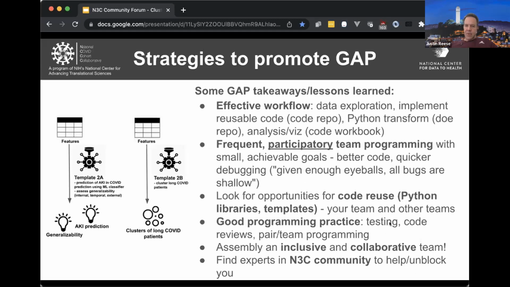Testing: I'm a big proponent of test-driven development. Have frequent code reviews, or at least one code review before you go public with data, and as I said before, team programming is very useful for us.